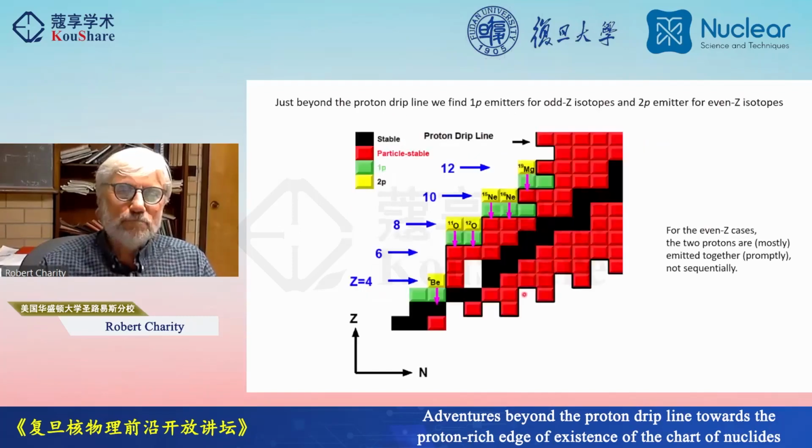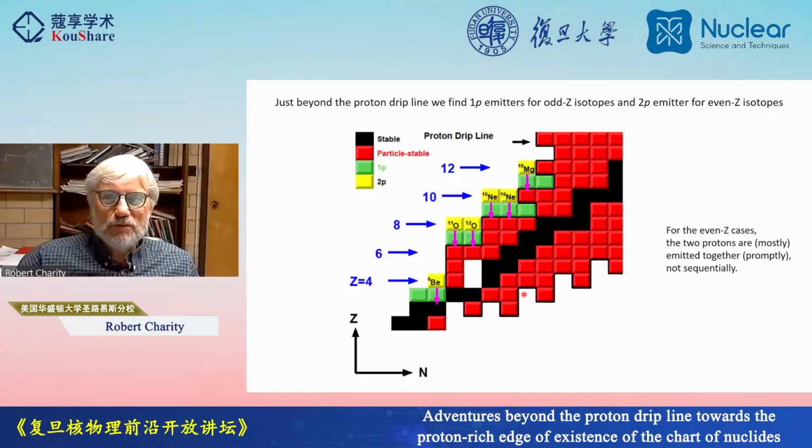All right, so I'm going to start a sort of survey as we go away from the proton-rich line. This is the region of the chart of nuclides we've been studying. The black are stable isotopes, and the red are particle stable. They obviously beta decay, but they don't emit nucleons. When you first get beyond the proton-rich line, which is this black line here, you get one proton emitters and two proton emitters. The one proton emitters are green. These are the known one proton emitters. And the known two proton emitters are yellow.